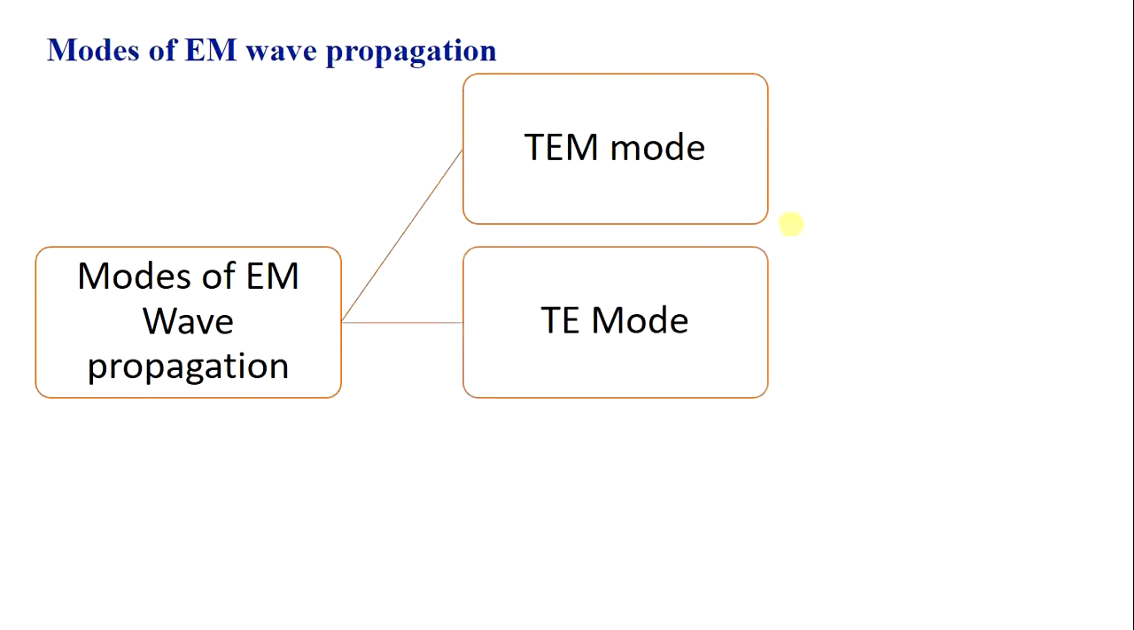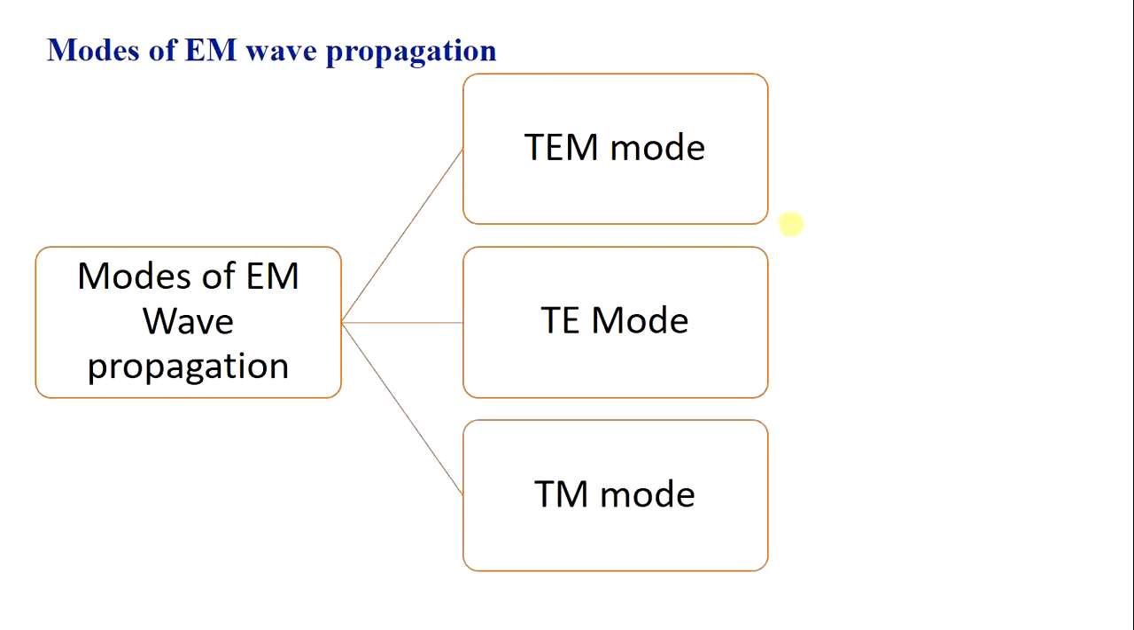The second mode is the transverse electric mode of propagation. In TE mode, the electric field is transverse to the direction of propagation. There is no longitudinal electric field component, while the magnetic field has both the transverse and the longitudinal components.